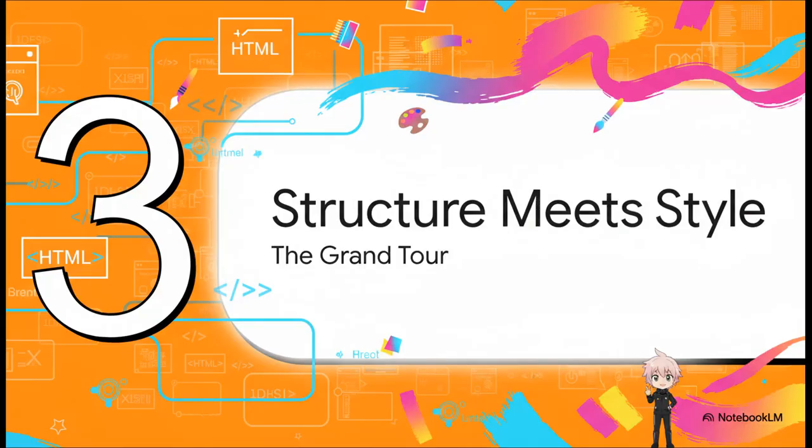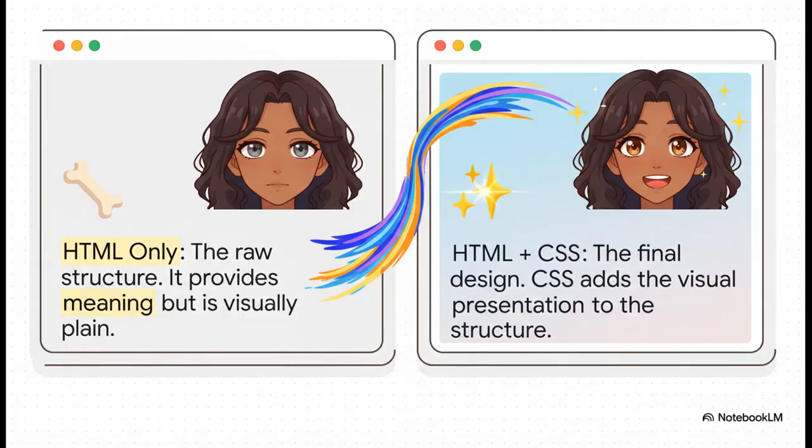All right, we've got our structure with HTML. We've got our design rules with CSS. Now for the big reveal. Let's take the grand tour and see what happens when these two work together. And there it is, the magic. On the left, that's the raw HTML blueprint. Sure, it's structured, you can read it, but it's boring. On the right, that's the exact same HTML, but with CSS applied. The change is just incredible, right? And that is the fundamental partnership of the entire web. HTML gives things meaning, and CSS makes them look great.